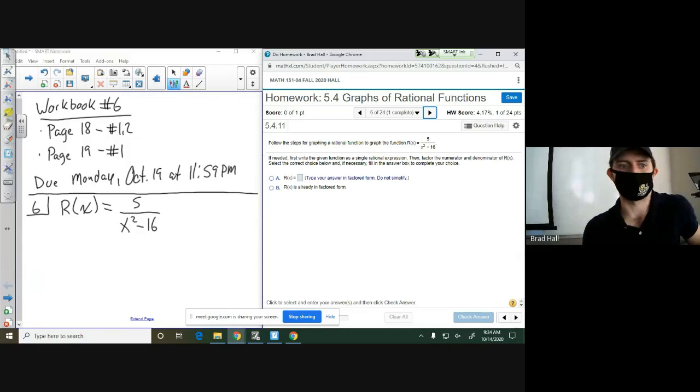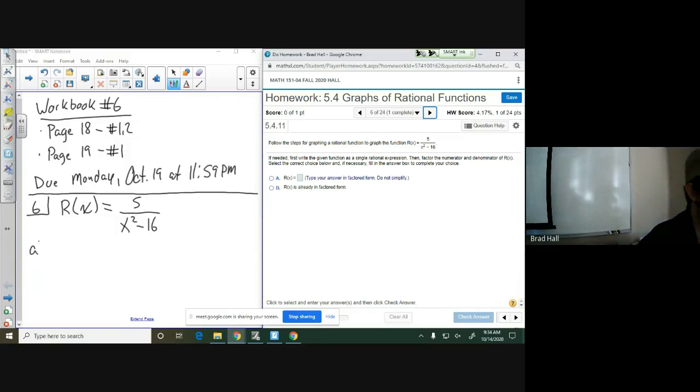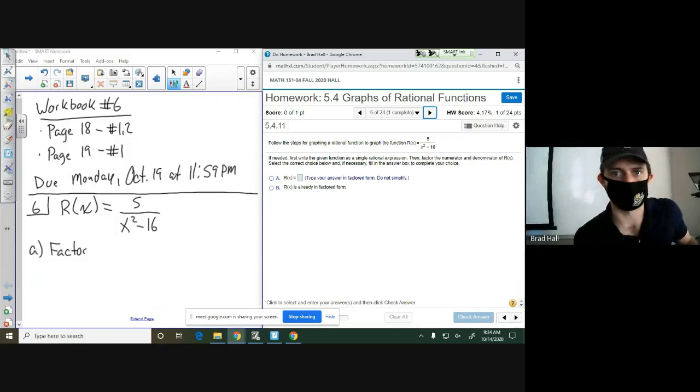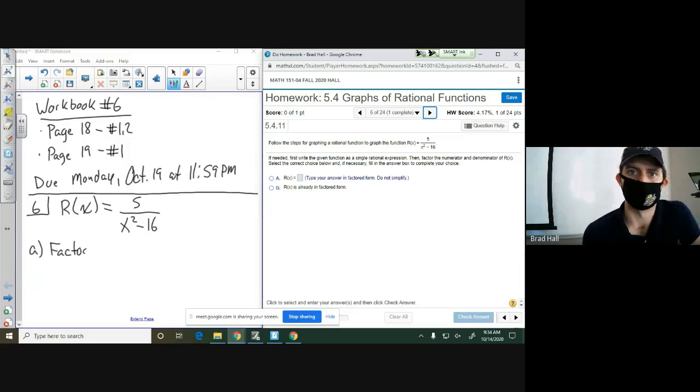All right, so they give us 5 divided by x squared minus 16. And so they want us to do a bunch of things to slowly construct the graph of this rational function. The first thing they want us to do is factor this rational function. When they say factor a rational function, remember, a rational function is a polynomial divided by a polynomial, and we can factor polynomials. So factoring a rational function means factoring the corresponding polynomial functions.